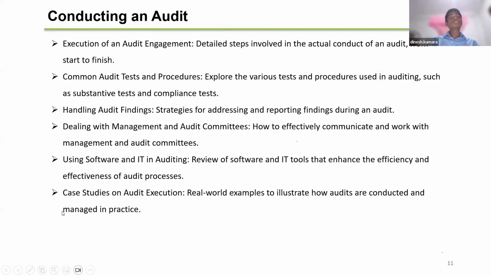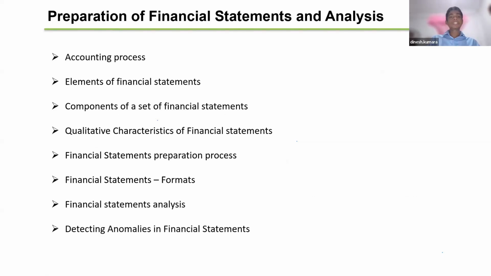The case studies on audit execution. Some real-world examples you will also take, right? When it comes to conducting an audit. Then our next module is the preparation of financial statements, right?